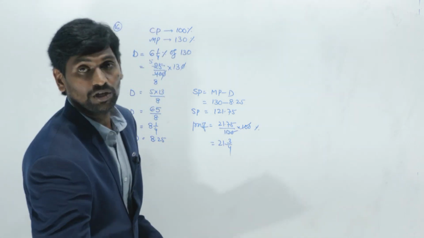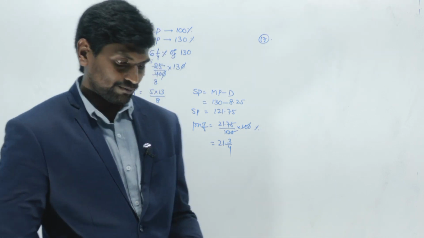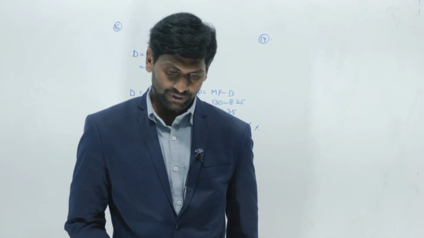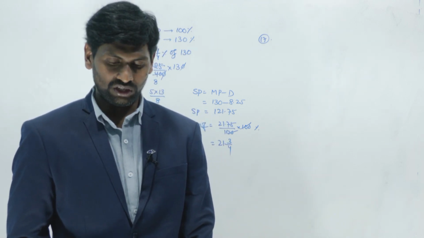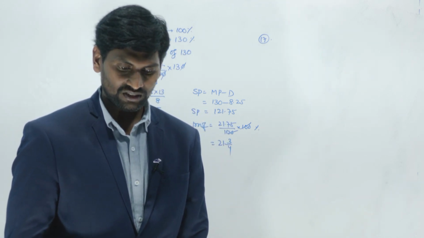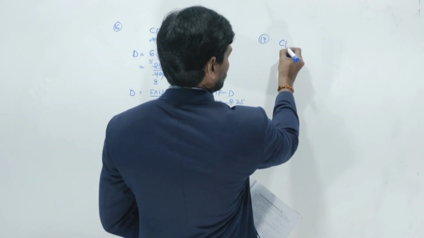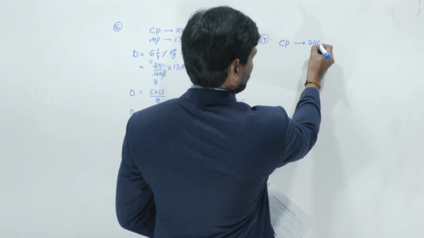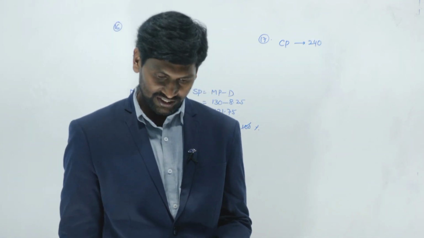So let us go to the next problem, problem number 17. Naresh bought an article for 240 rupees and marked it 20% above the cost price. He bought for 240 rupees. Bought means cost price is 240 rupees, and 20% above the cost price.